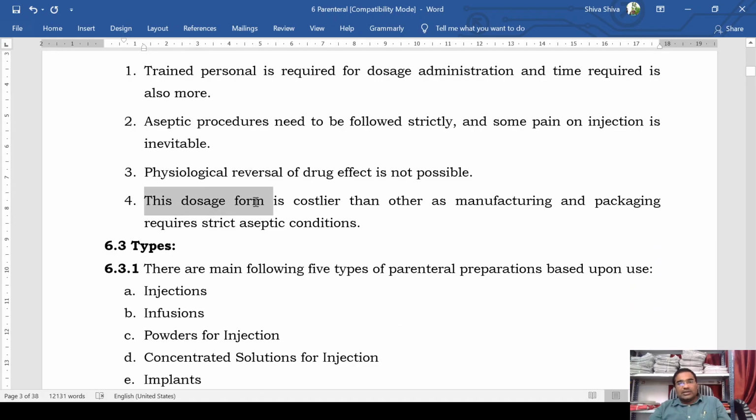And one of the disadvantages is that this dosage form is costlier than others, as manufacturing and packaging require strict aseptic conditions. As I told you, aseptic conditions are required, trained personnel are required for formulation also. Sterilization processes are required. And because of all these things, the cost of the dosage form increases. So this is one of the disadvantages of parenteral products.